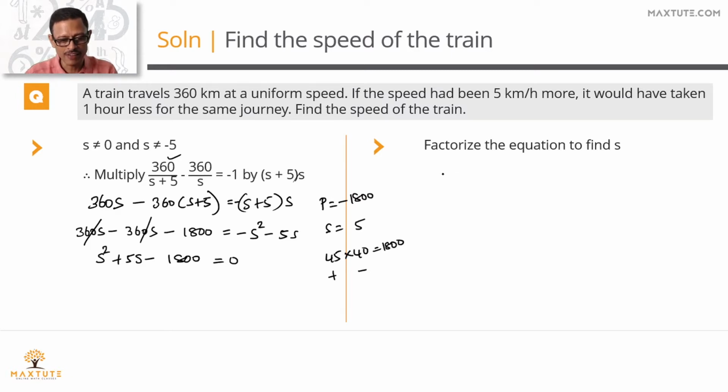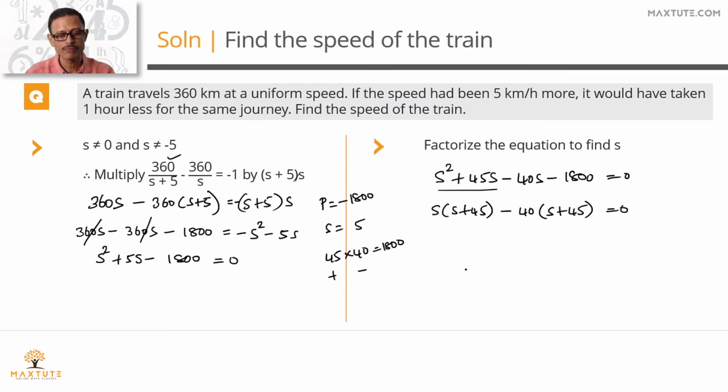So this equation can be factorized as s square plus 45s minus 40s minus 1800 equals 0. Let's quickly check whether we're getting the same thing. s square plus 5s minus 1800 equals 0. Take s as a term common from these two. So we'll have s into s plus 45. Let's take minus 40 common from these two, which is minus 40 into s plus 45. This equals 0. s plus 45 is a term common to both. Let's take it outside. So s plus 45 into s minus 40 equals 0.